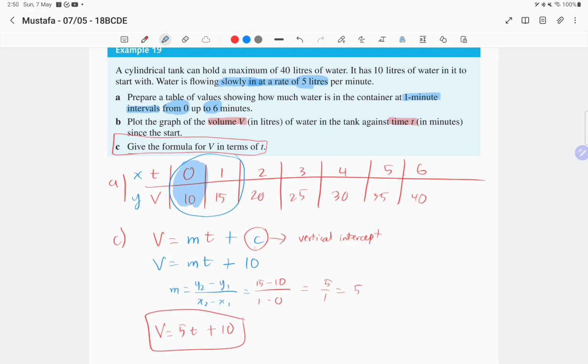Flowing in, which means it's jumping 5 per minute. That's why the gradient is 5. Okay, right? But then it has 10 liters in the beginning. So remember, the beginning is normally the y-intercept, right?